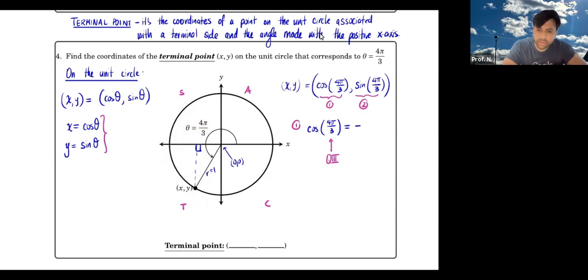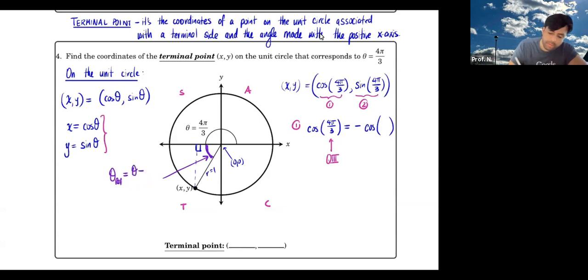Okay, now once I've established that it's a negative value because I'm in the third quadrant for cosine, what I need to do is find the corresponding reference angle. Remember, we have to find the reference angle associated with theta. I'm going to call this ref. So what is the reference angle of 4 pi over 3? Or how would I find the reference angle if my angle is in the third quadrant? What's the procedure? What's the little formula that I have to apply? Well, I do theta.